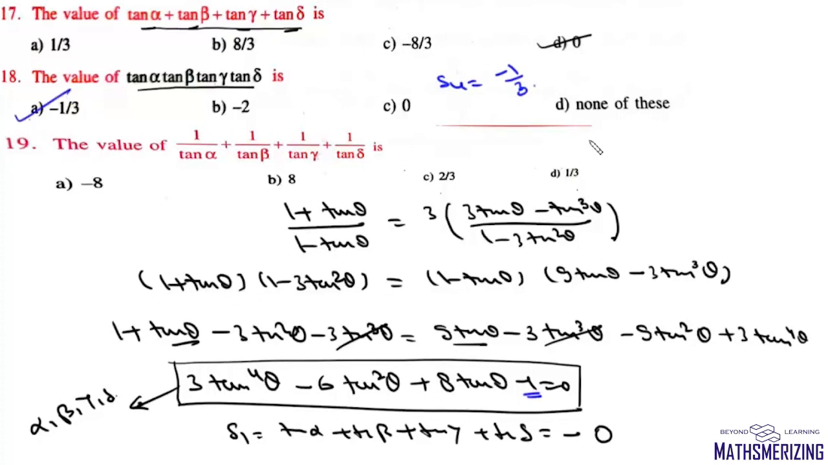Now finally we need to find 1 upon tan alpha plus 1 upon tan beta plus 1 upon tan gamma plus 1 upon tan delta. Now this is nothing but S3 upon S4. What's S3 in this case? S3 is minus 8 and S4 is minus 1. So this value is equal to plus 8, and that's your option number B.